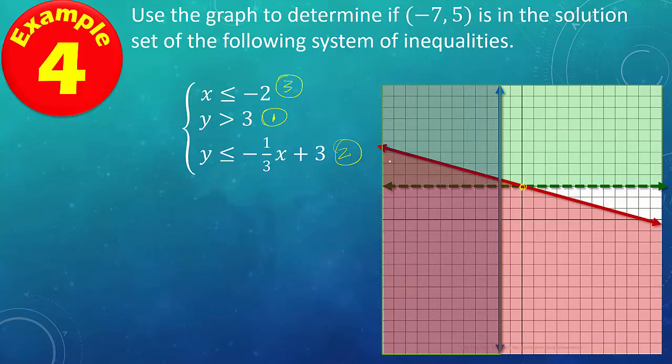So we want to know if (-7, 5) is in the solution set of the following inequalities. Negative 7, 5 is right there. Right in here is a solution area because that's where all three overlap. And because it's on the solid line, that is in fact a solution.